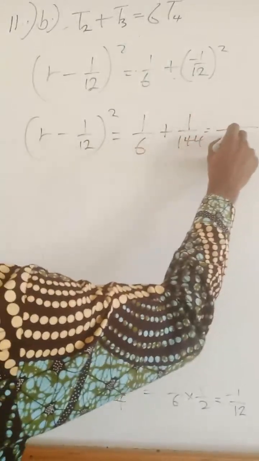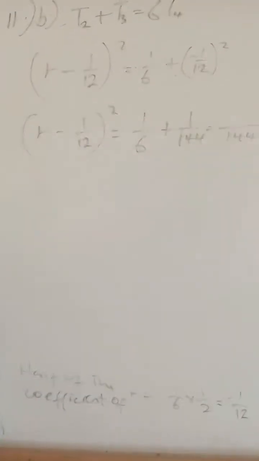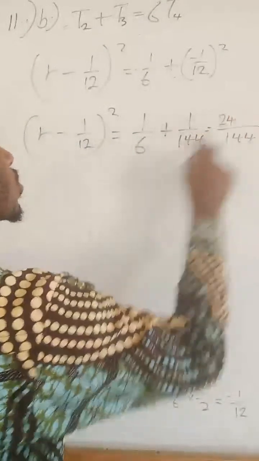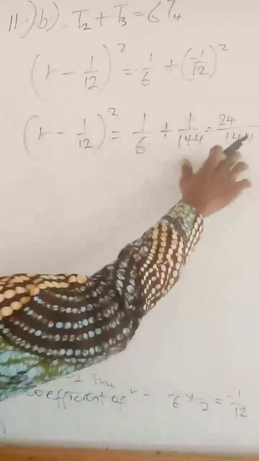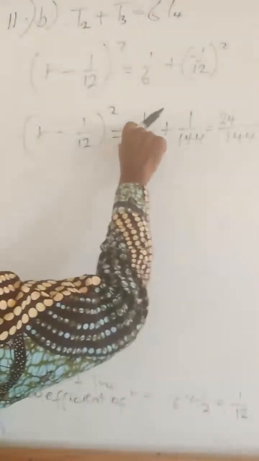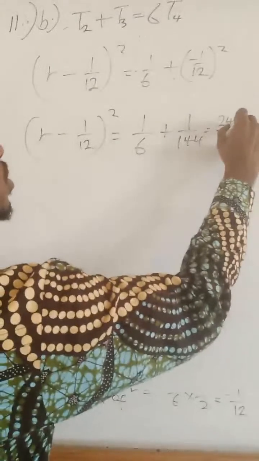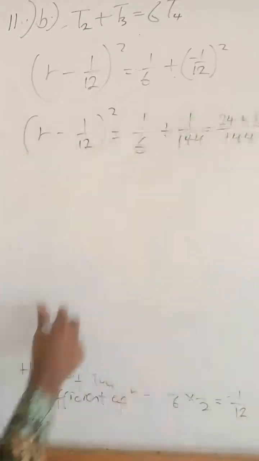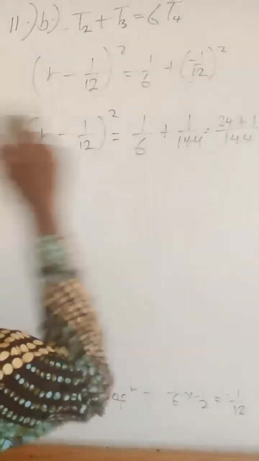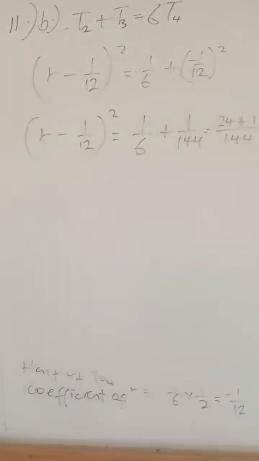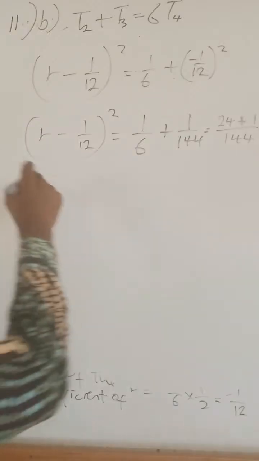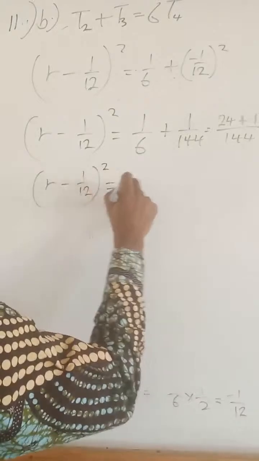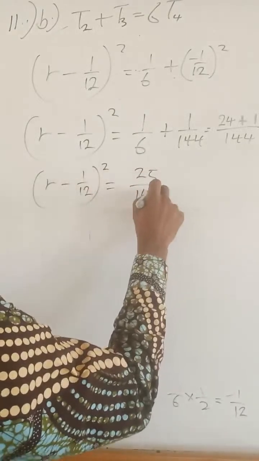And let's simplify this part. Simplifying that part will give you 24 over 144, since 6 goes into 144, 24 times, and that multiplies with 1 to give you 24, plus 1. Now, take this up. That gives you (r - 1/12)² = 25/144.